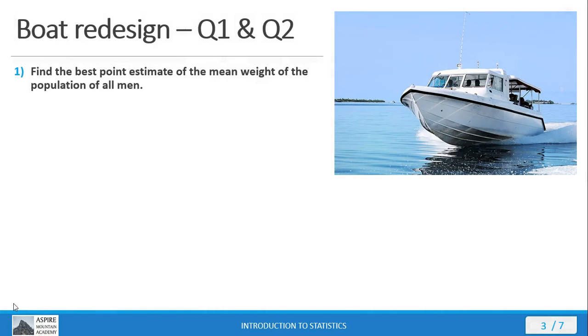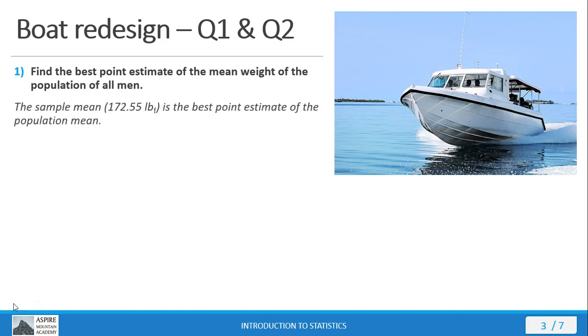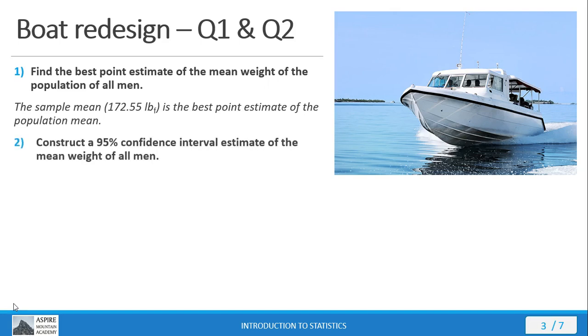So let's tackle the first question first. Find the best point estimate of the mean weight of the population of all men. Well, what is the best point estimate for the population mean? You should know this. I hope you said it's the sample mean. The sample mean is the best point estimate for the population mean because the mean is an unbiased estimator. The second question asks us to construct a 95% confidence interval estimate of the mean weight of all men.